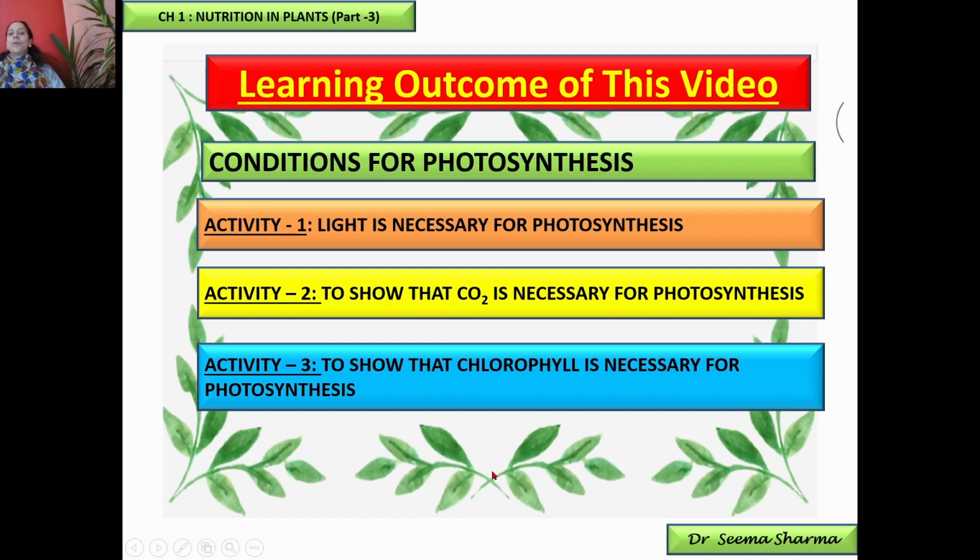So the learning outcome of today's video is we learned about the conditions of photosynthesis, and we have also seen how we can experimentally prove that they are necessary. Light is necessary, carbon dioxide is necessary, water is necessary, chlorophyll is necessary.